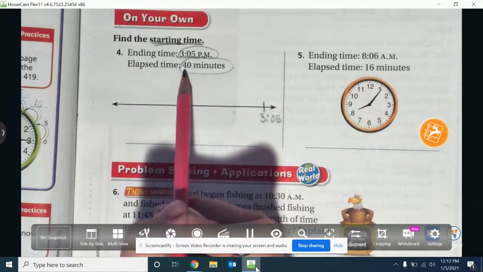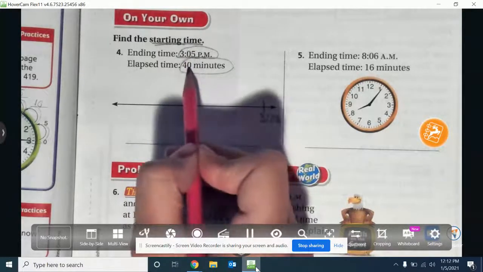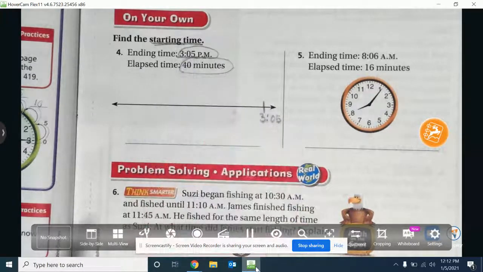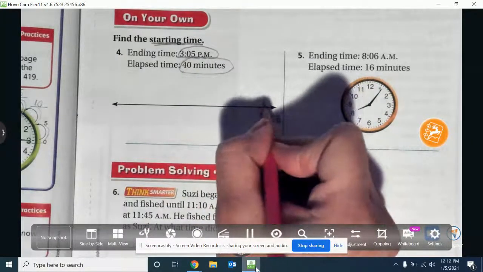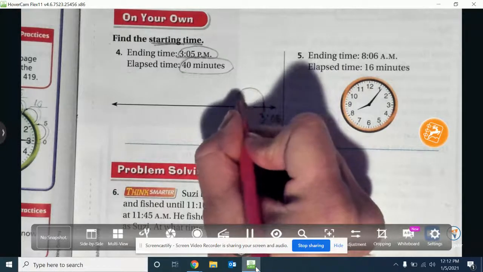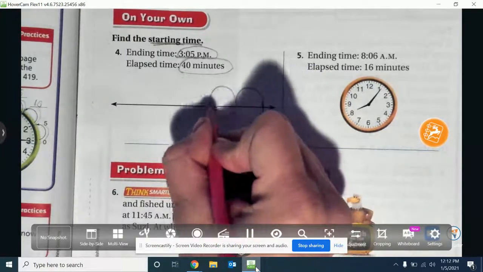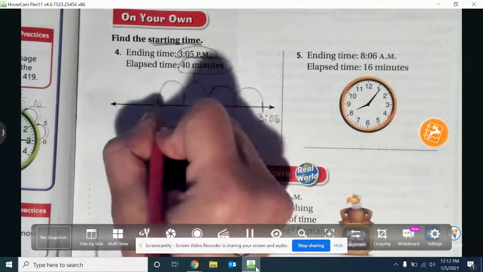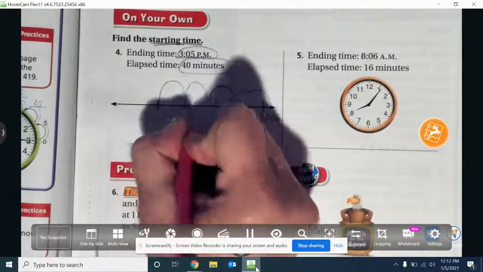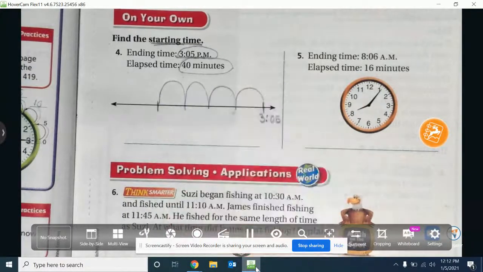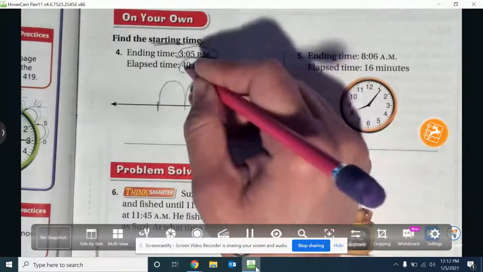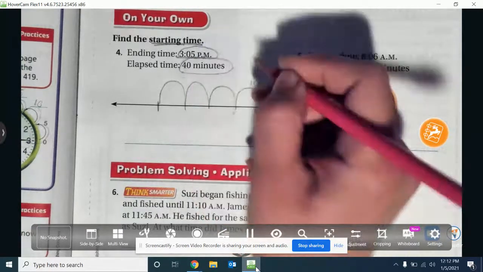So how many tens are in 40? This is the ones. This is the tens. There are 4 tens. So we're going to make 4 jumps of 10. 1, 2, 3, 4. So this is going to be our ending time. Now we can go back and label. So each jump of these was 10 minutes. Why? Because there's 4 tens in 40.